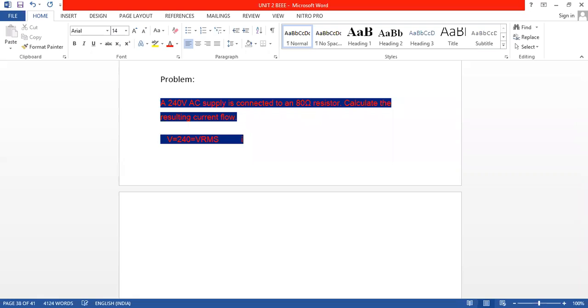So current formula, anyone tell me? I is equal to V by R. Yes, I is equal to V by R, please note. Sir, why are you writing V by R? Because resistor is given in the problem. If resistor is not given, we use a different formula.